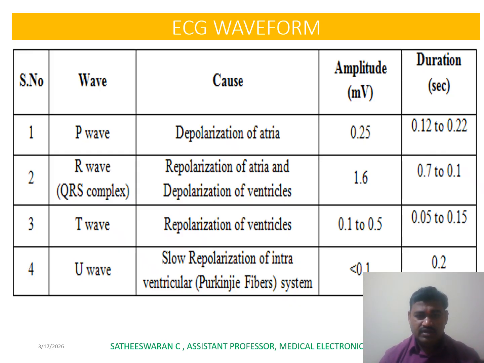Then the R wave in the QRS complex. It is due to repolarization of atria and depolarization of the ventricle. The amplitude of the R wave is 1.6 millivolt and the duration is 0.07 to 0.1 second. Then the T wave, it is due to repolarization of ventricle. The amplitude of the T wave is 0.1 to 0.5 and the duration is 0.05 to 0.15 seconds. Then the U wave, slow repolarization of the ventricular Purkinje fiber system, amplitude less than 0.1 and 0.2 second duration.